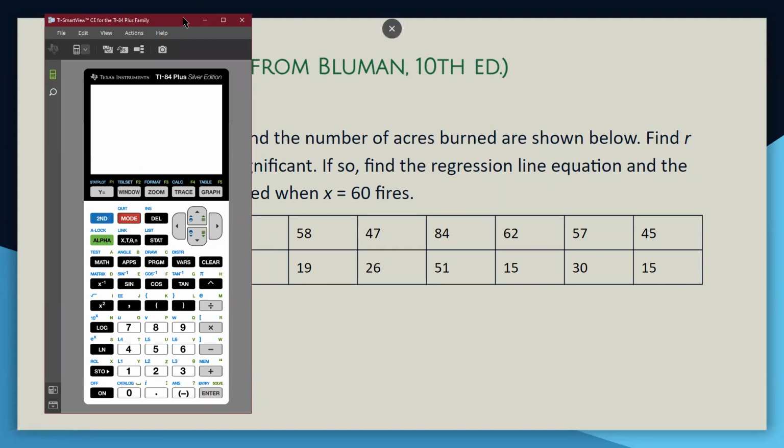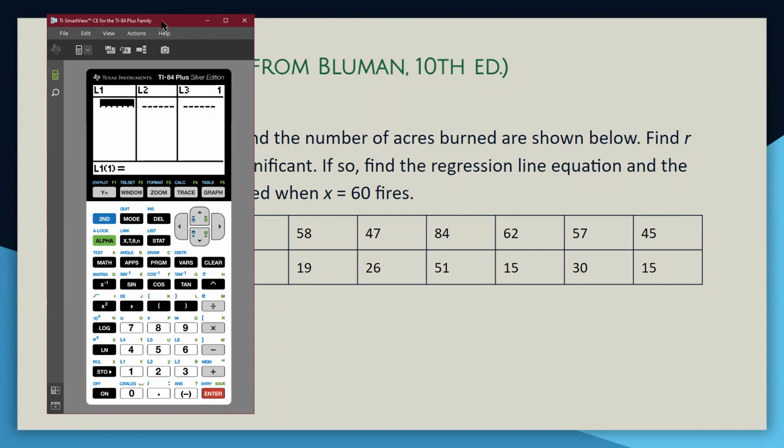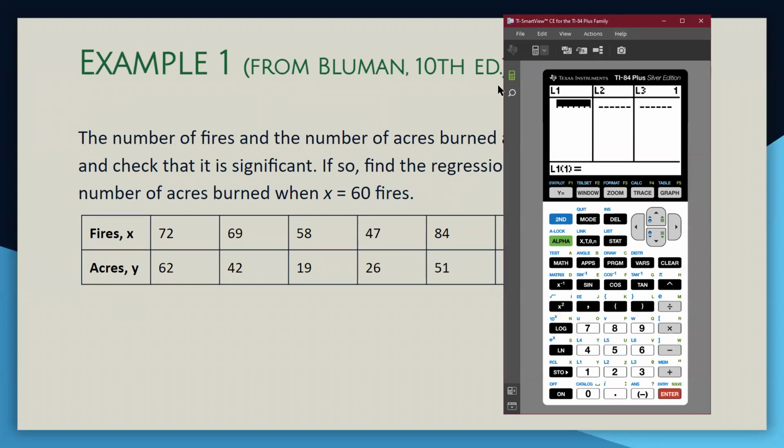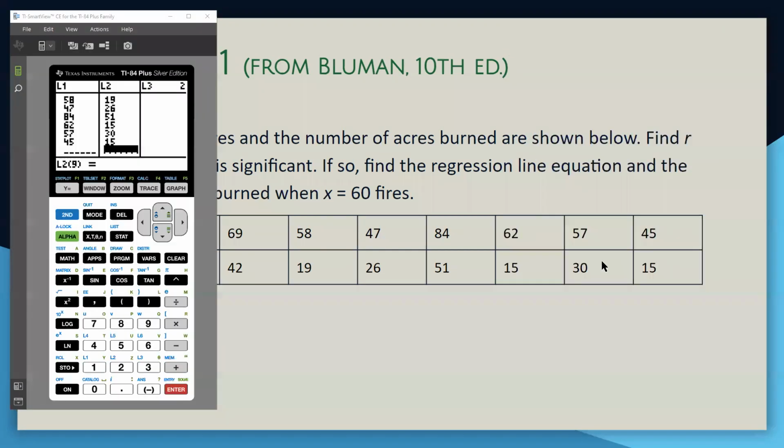The very first thing we need to do is enter this data in. So stat, enter. I've got to clear out the data from our last few examples. And then I'm going to start typing. So let's get the first few data points in: 72, 58, 47. I'm going to continue this process. I'll be back in just a second. So we can see here what the full data table looks like. You can see we've appropriately matched those points, 45 with 15, 57 with 30, and so on.